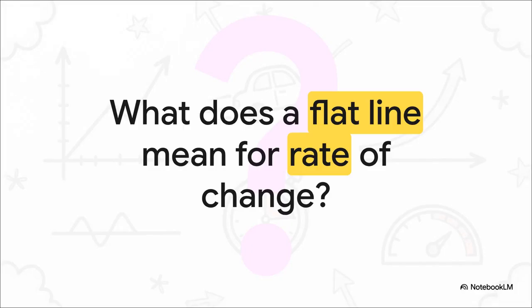Let's try check number 2. Think back to our position time graphs. What does a completely flat horizontal line indicate about an object's rate of change? Go ahead and pause the explainer again, look at your notes if you need to, and choose what a completely flat line means for an object's physical motion.